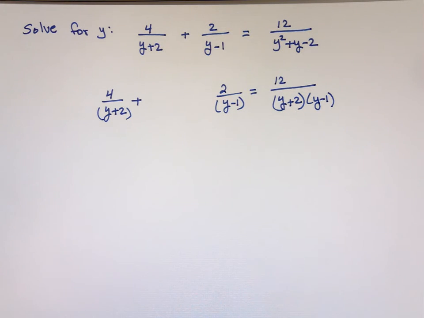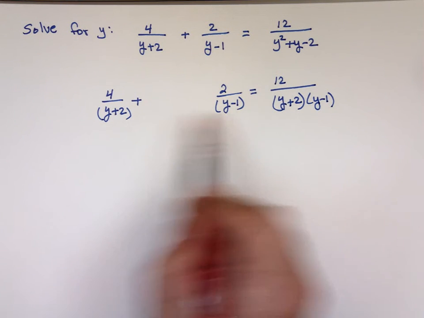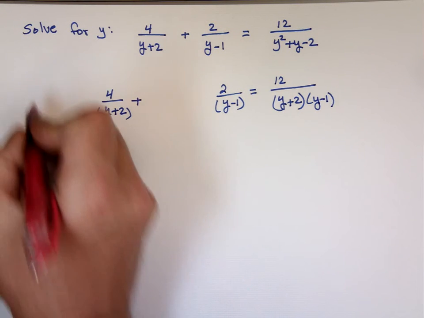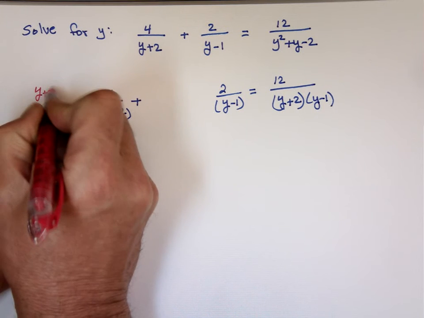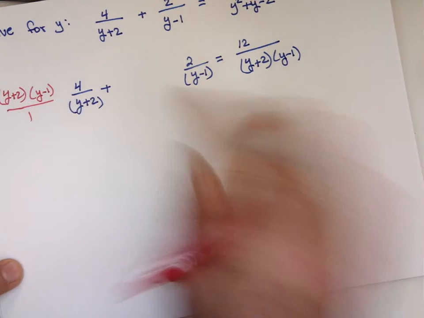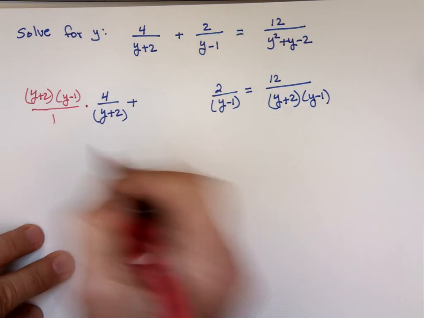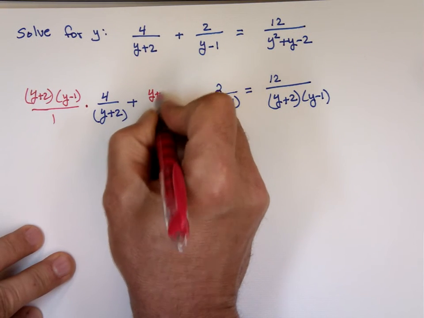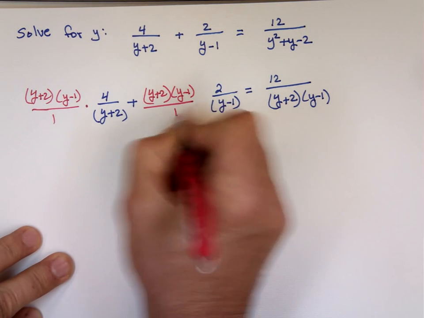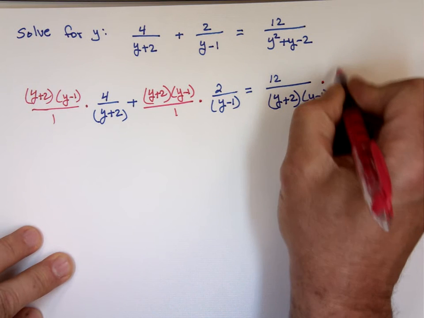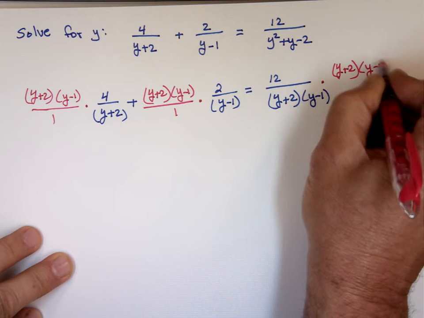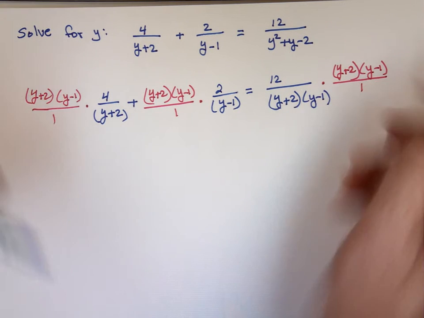So you can see now my LCD is the product of the different factors, and the only thing I see is y plus 2, y minus 1. I'm multiplying every one of them by the LCD.